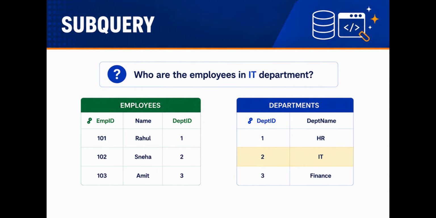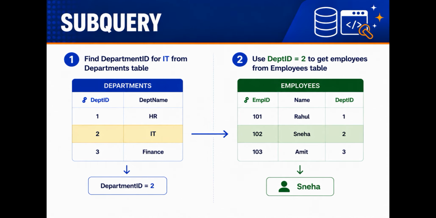As humans, we will try to solve this in two steps. First, by manually checking what is the department ID for the department IT, and then with whatever output we have got, we write the query on the employees table to check who are the employees who are part of the IT department. But can SQL do this in one single step? Let's take a look at it.